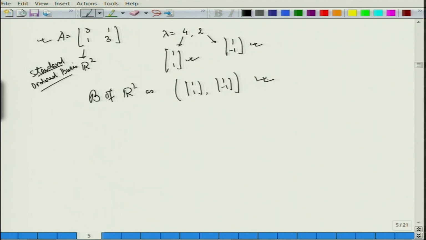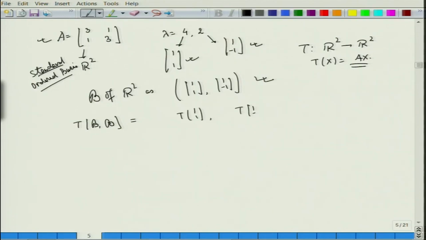If I take this as my ordered basis, then I can define my operator T from R2 to R2 by T of x is equal to Ax. And now if I want to look at the matrix of T with respect to this basis B and B, then recall that I need to compute T of (1, 1) and T of (1, -1), and these have to be evaluated with respect to the ordered basis B. So, this is my matrix T_BB, fine.